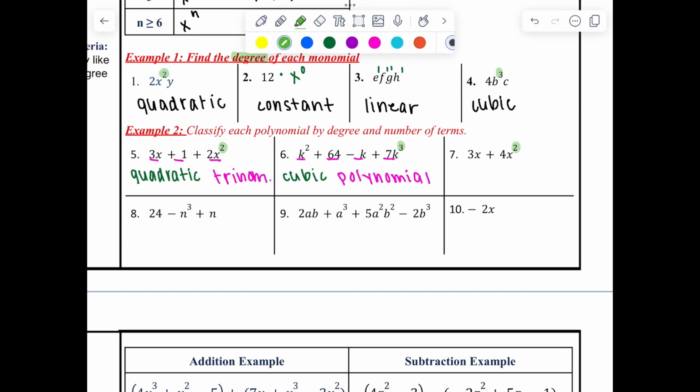Number 7. On number 7, we have 4x squared and then a positive 3x. So our degree is going to be 2, which makes it a quadratic polynomial. And I don't know how many terms yet, I haven't counted. 1 and then 2. So 2 terms means binomial, because I only have 2 terms instead of 3, and there's still more than 1.